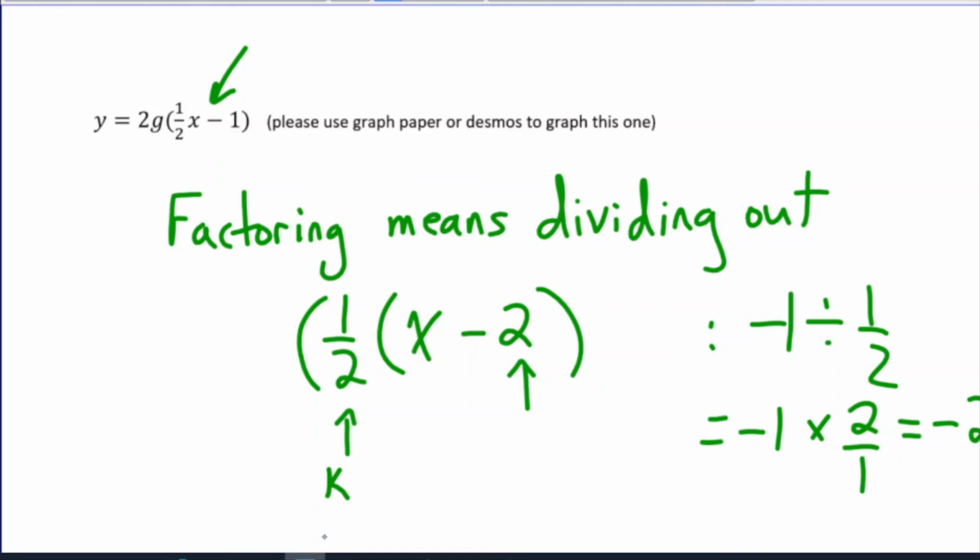So I'm going to leave this as a challenge for you, either do it on graph paper or Desmos. But I would suggest you do the table of values transformations to see if you get the same answers that you would on Desmos for this one.